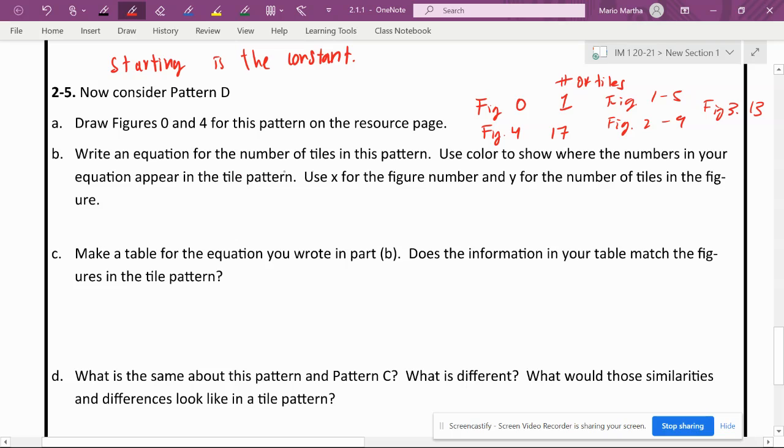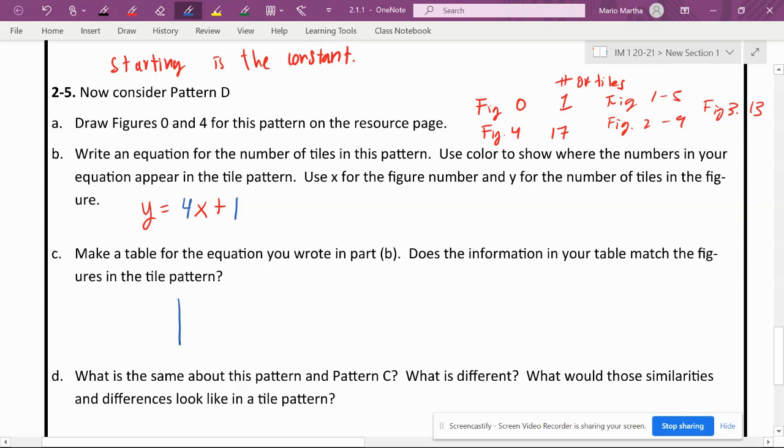So write an equation for the number of tiles in this pattern. Use color to show, right? And then use X for the figure number and Y for the number of tiles in the figure. So Y, the total number of figures, equals, right, X. And then again, your growth pattern. How is this growing? You notice from the patterns, pretty much it was growing by 4. And then your initial value was 1, or your starting value.